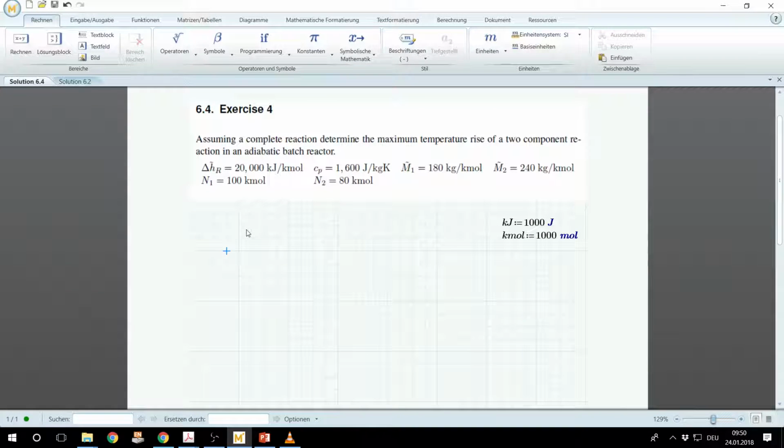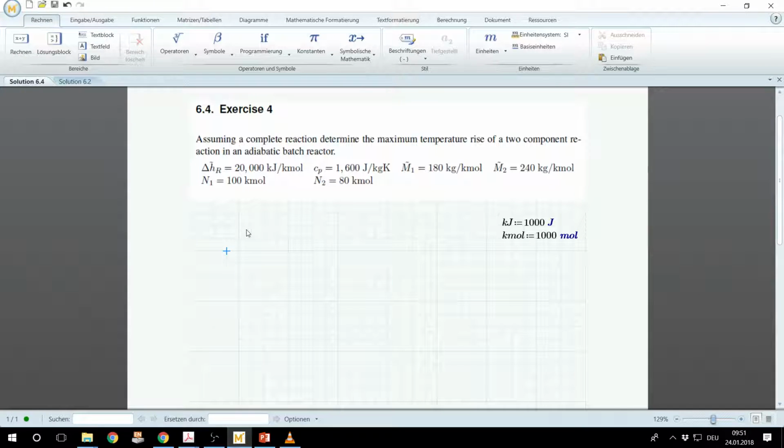This is Dr. Heck, Consequences of Accidents in Industries. I'm looking here at tutorial problem 6.4. Assuming a complete reaction, determine the maximum temperature rise of a two-component reaction in an adiabatic batch reactor.